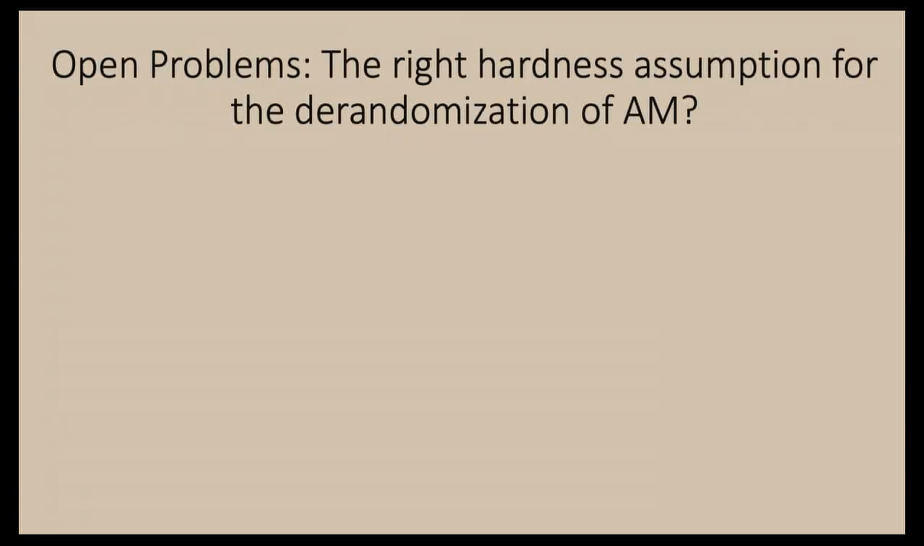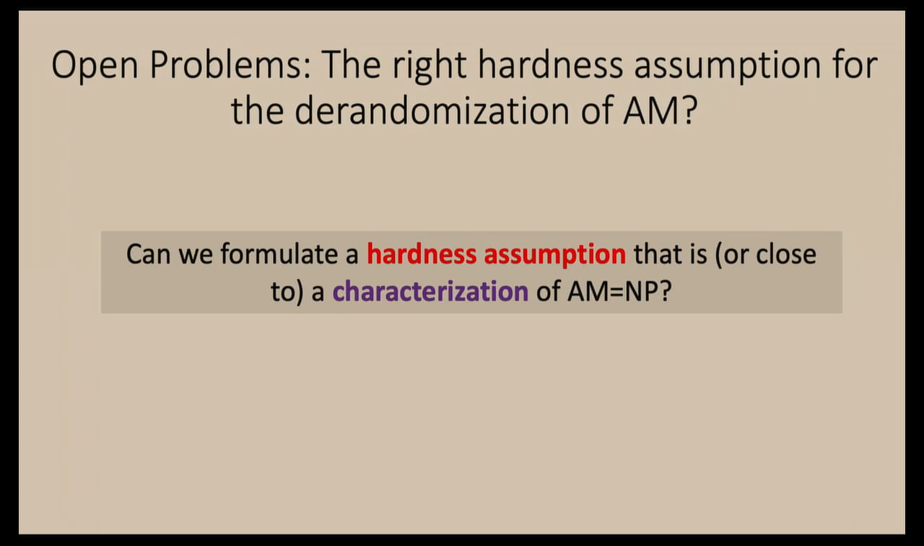The second open question is, we are also interested in randomization of a randomized proof system. So can we do something similar for the randomization of Arthur Merlin? Can we formulate a hardness assumption that is close to or is a characterization of AM equals NP? This hardness assumption may not be an almost all input kind of thing, but if we can have such an assumption, we'll have a better understanding of the generalization problem of Arthur Merlin. I should remark that in the case of MA equals NP, there is probably such an assumption, but I didn't cover it.